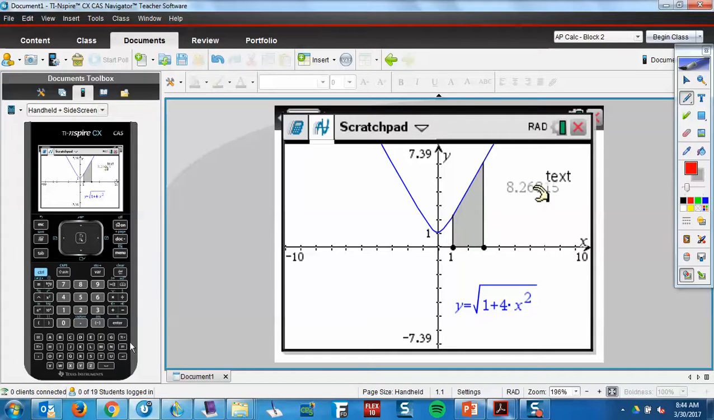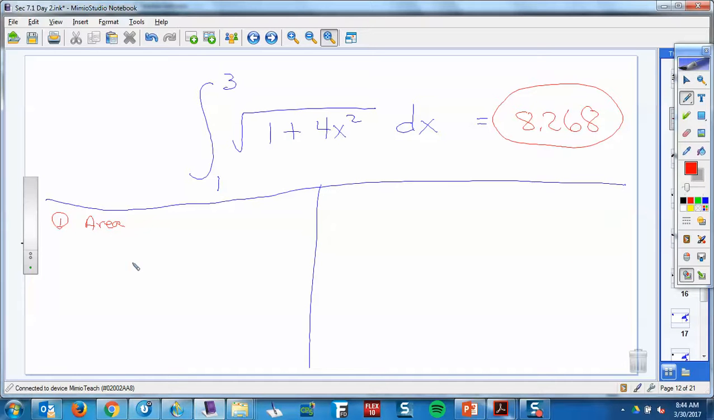All right. So it looked like that. It kind of came down here, kind of went like that, and boom, boom. Okay, that was 8.268. What else could this represent?